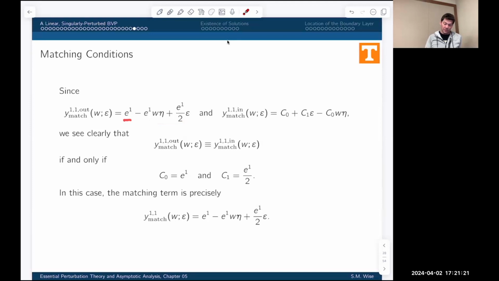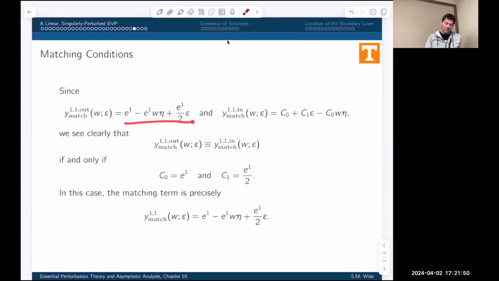Because this is an order 1 term, I know that C0 has to be equal to E1. That has to match that. What about this guy? This one has to match this guy, but that gives no new information. It says that C0 equals E1, but at least it's consistent. And then finally, I have to match the order epsilon term. That says that C1 has to be equal to E1 over 2. Well, that tells me what my match function has to be.